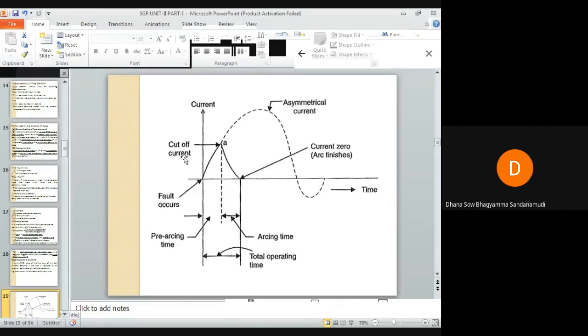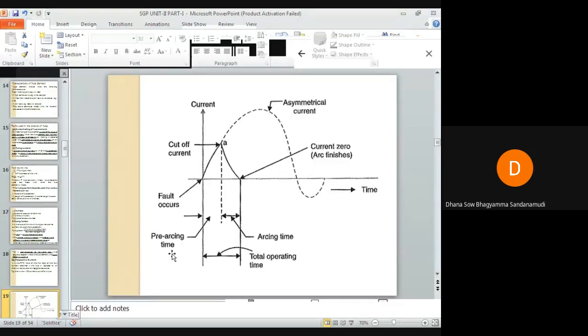Next, pre-arc heating time. If you see here, this is the time interval between the instant when the fault has occurred and the instant when the fuse has melted. It is the interval between fault occurrence and cutoff current. The interval between fault occurrence and cutoff current is known as pre-arcing time.